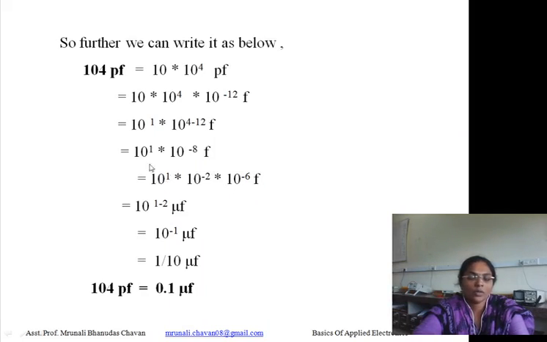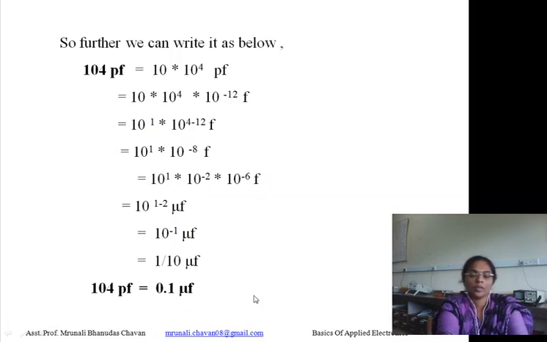So what will happen here, 10 raised to 1 into 10 raised to minus 2, and if we multiply these two, then there will be 10 raised to 1 minus 2, and 10 raised to minus 6 can be replaced by the sign micro. That's why we will get here 10 raised to minus 1 microfarad. 10 raised to minus 1 means 1 upon 10, and we can write it as 0.1. Okay. So for 104 pF we get the value of capacitor 0.1 microfarad.